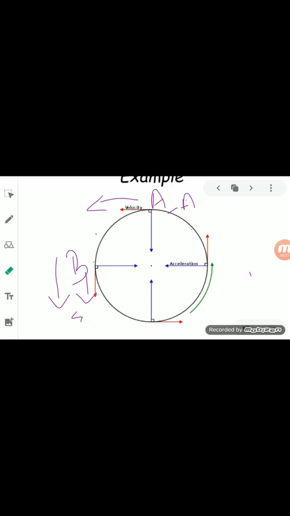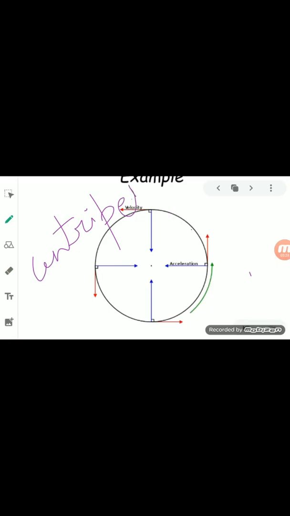Now one more thing is there, and that is centripetal force. Now what is centripetal force? What happens when a body is moving in a circular motion? A force is always needed to move that body in a circle.